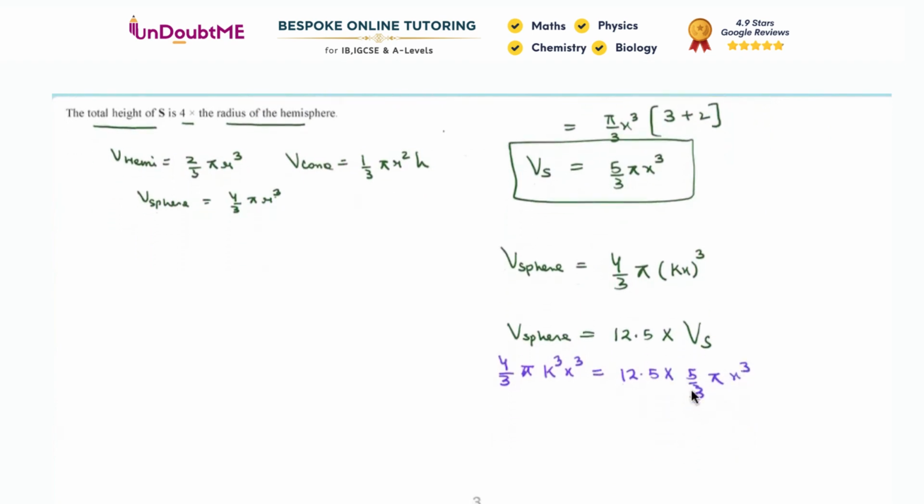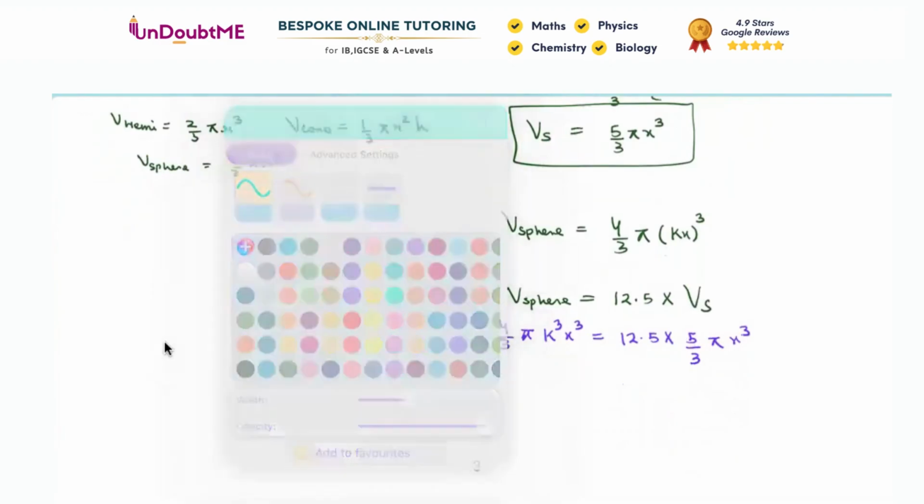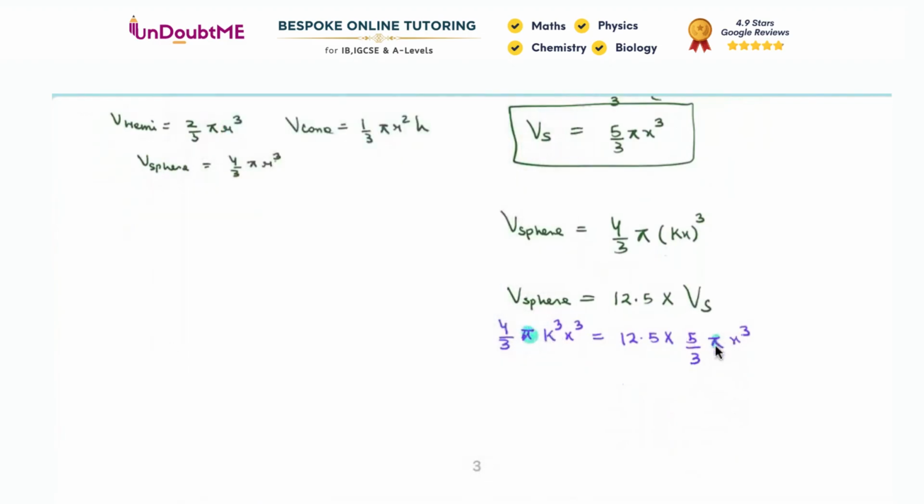So there are terms which can get cancelled. And once we remove the cancelled terms, we will be left with k cube. So I'm highlighting the terms which can be removed. Pi is there on both sides. It will be removed. X cube is there on both sides. That will also be removed. Removed means you have to divide on both sides by those terms. Okay. We are finally left with 4 by 3 k cube is equal to 12.5 times 5 by 3.